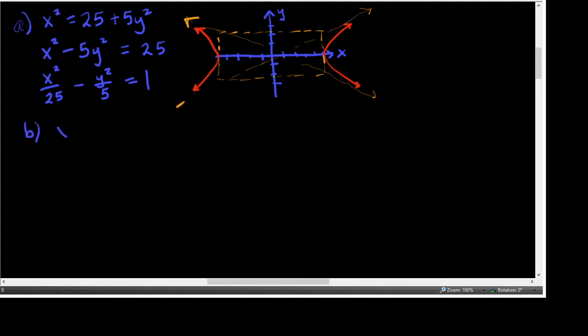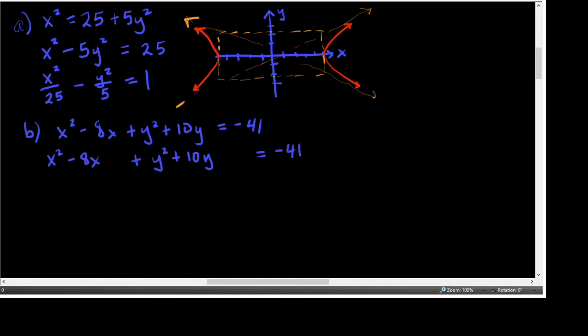X squared minus 8x plus y squared plus 10y equals negative 41. Okay, this appears to be a circle because the coefficients of x squared and y squared are the same. So I'm going to complete the square, so I need to leave some space for the number that will be added to the variable terms to complete the square. So I'm just leaving a little space. And don't forget, whatever you do to one side, you have to do to the other side.